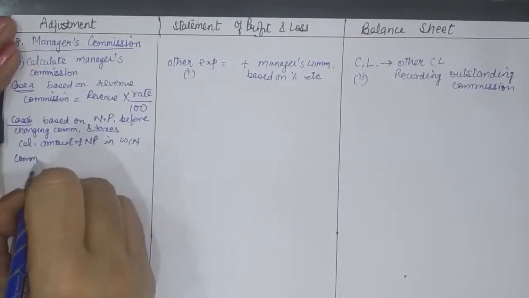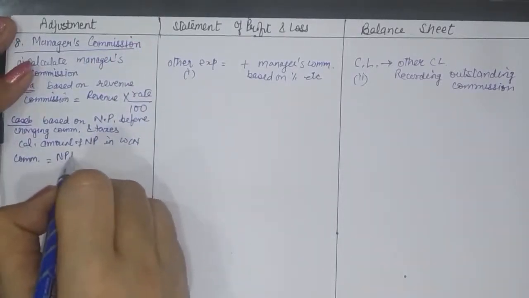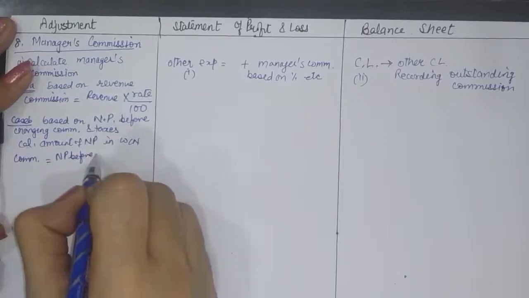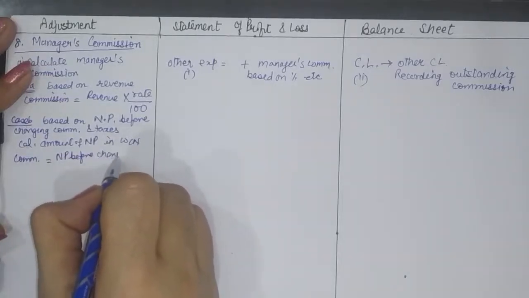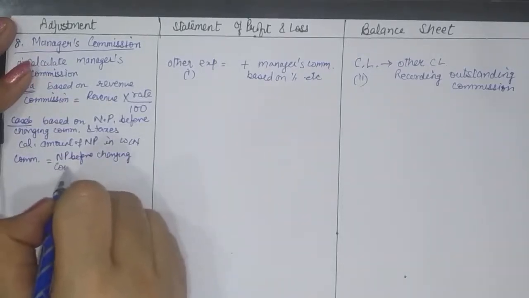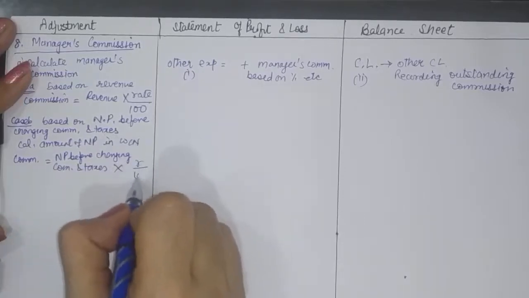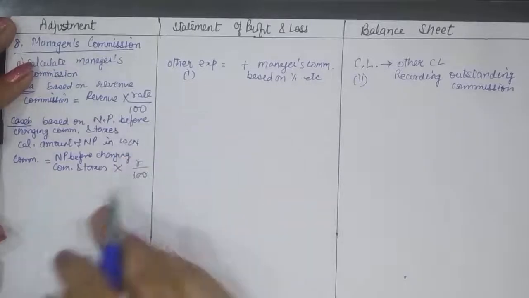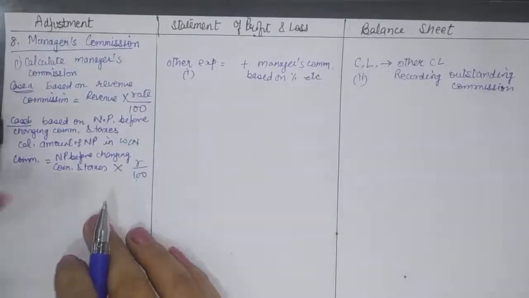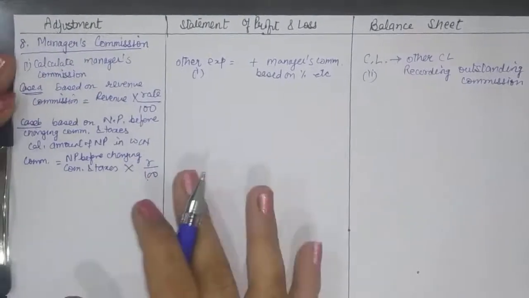So commission will be equal to net profit before charging commission and taxes into rate upon 100. Rate of commission can be taken. So this will be our commission calculation, right?